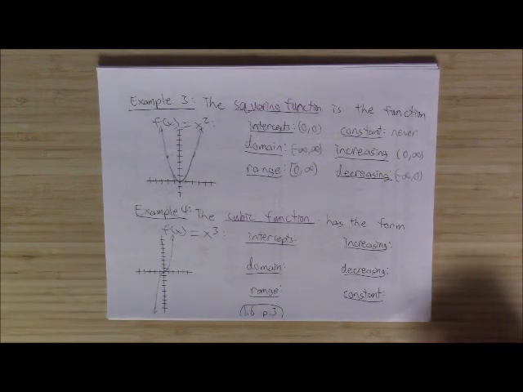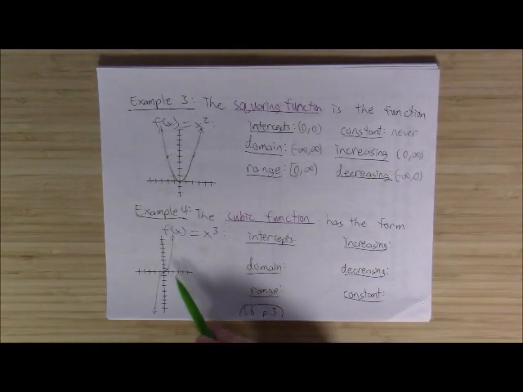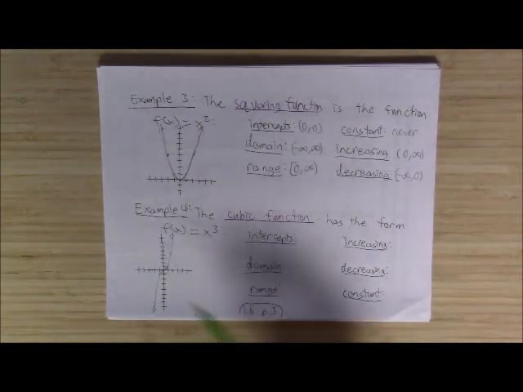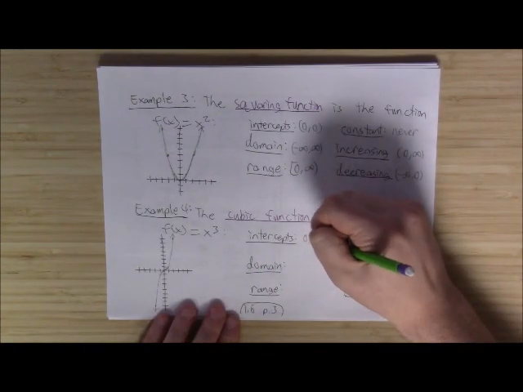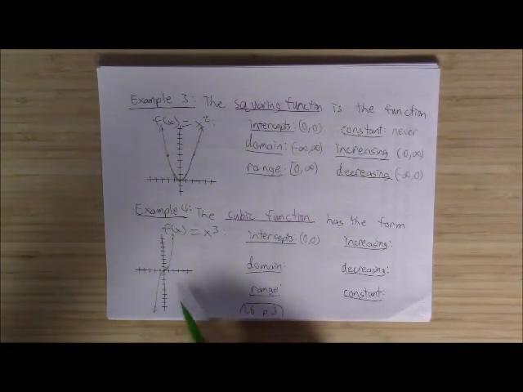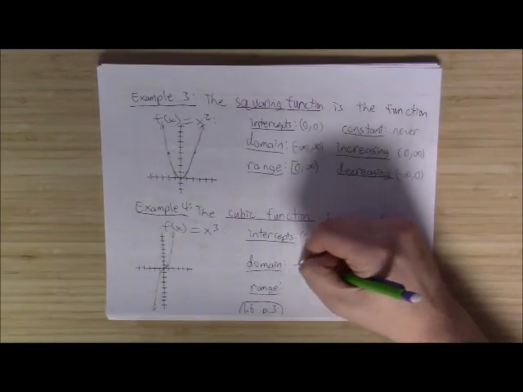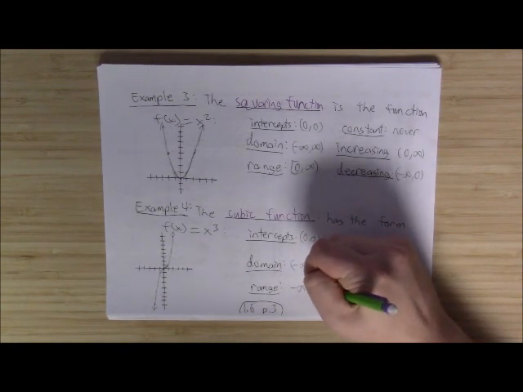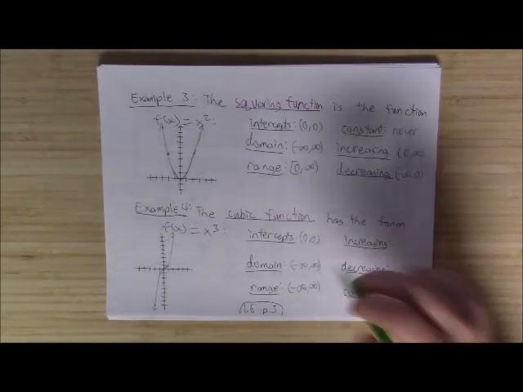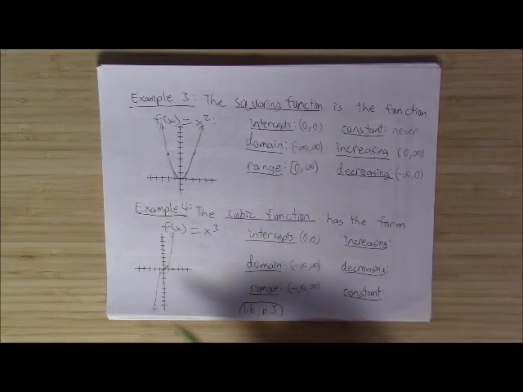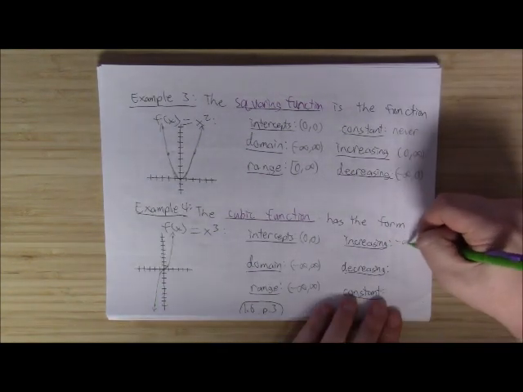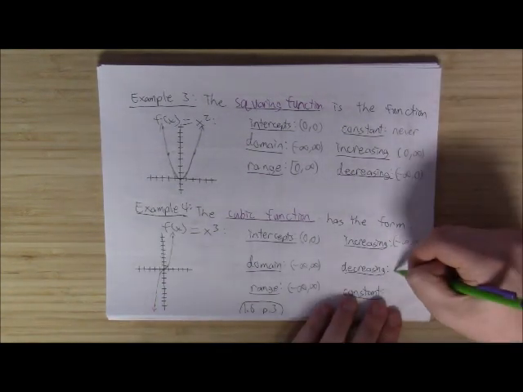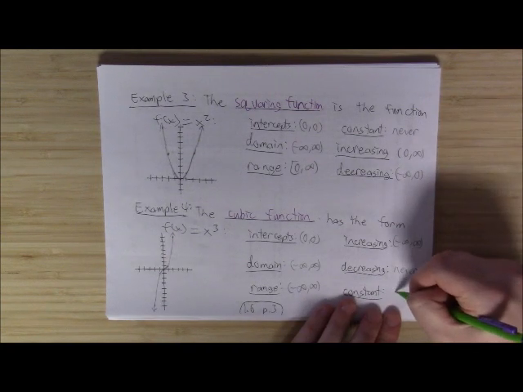So this is f of x equals x cubed as its graph. Its only intercept, as we can see, is (0, 0). Its domain is negative infinity to infinity, and its range is also negative infinity to infinity because of the preservation of the negative values. It is increasing always, which means, of course, it's never decreasing and never constant.